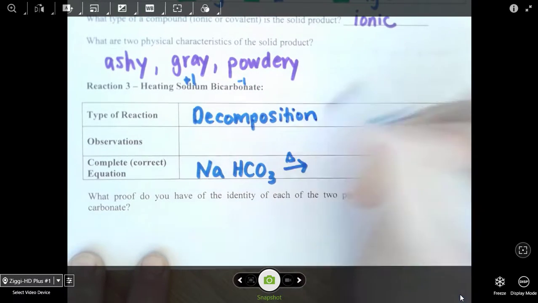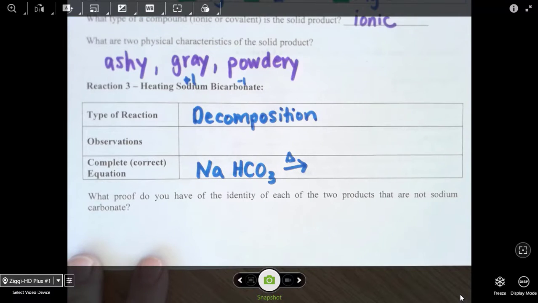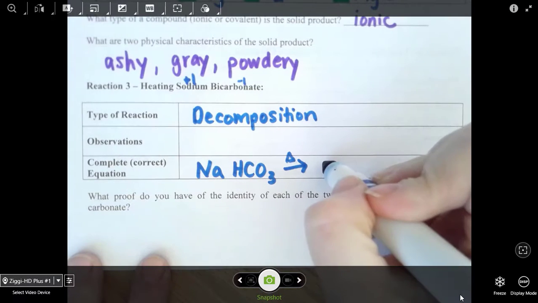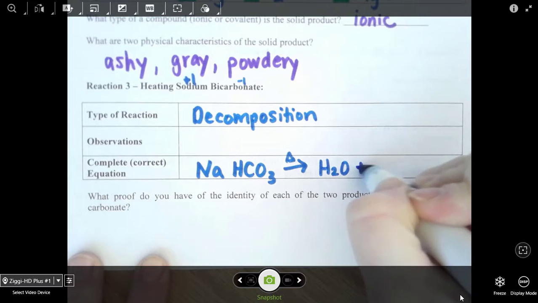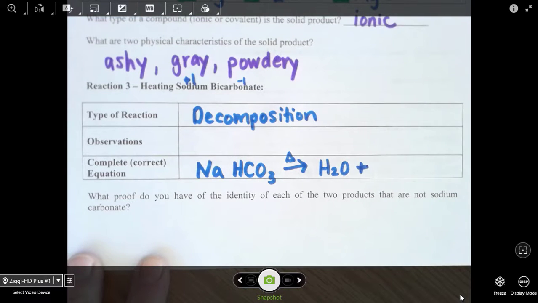Now, how do we decide what this is going to break up into? This is where your observations are going to come into play. So look at the observations that you wrote down. What did you see on the side of the test tube? Condensation, which is water. So we know there was water. What did your splint test tell you? There's carbon dioxide. The flame went out, so there was carbon dioxide.